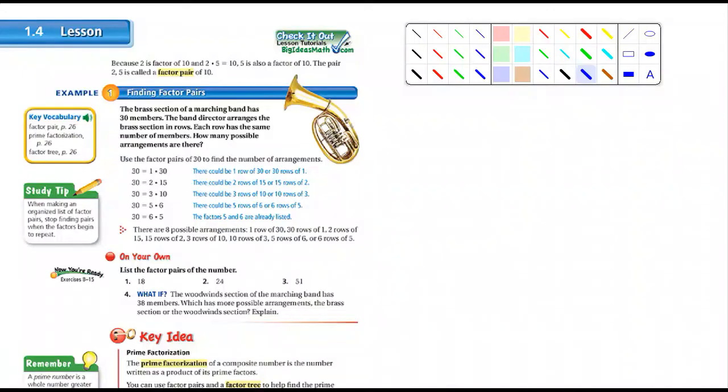So this is 1.4, page 20, what was it, 26? 26. So they're talking about factors, and factors are numbers that, like 2 times 5 equals 10. These are the factors of 10. And I'm going to teach you guys factorization. That's what it's called.